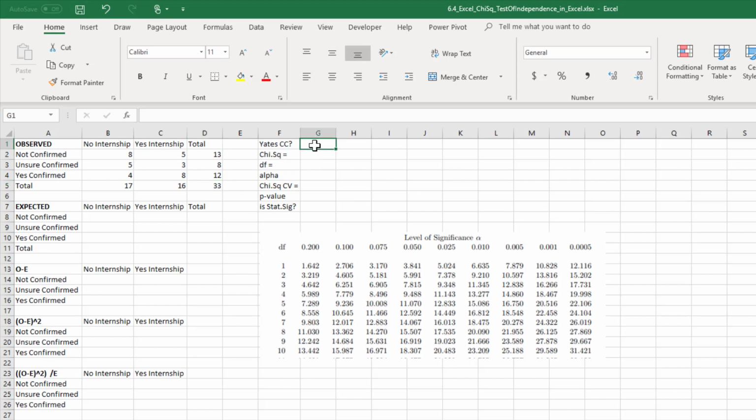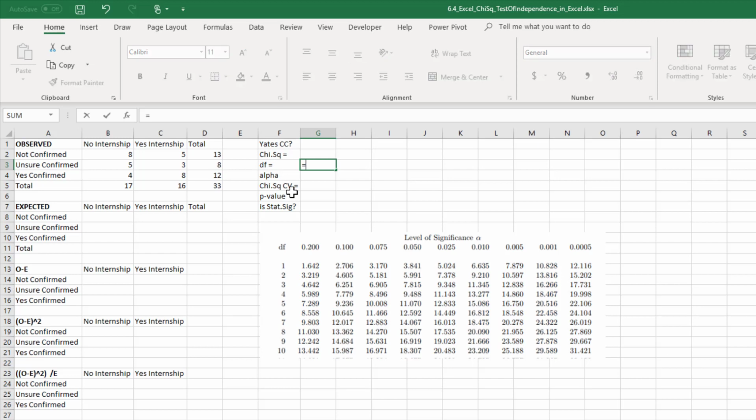Up in G1, I'm looking to see: do we need the Yates continuity correction? Recall the Yates continuity correction is needed if we have 1 degree of freedom. So let's figure out how many degrees of freedom we have. Two cells down, degrees of freedom, DF. With the test for independence, how did we calculate degrees of freedom? It's the number of columns minus 1 multiplied by the number of rows minus 1.